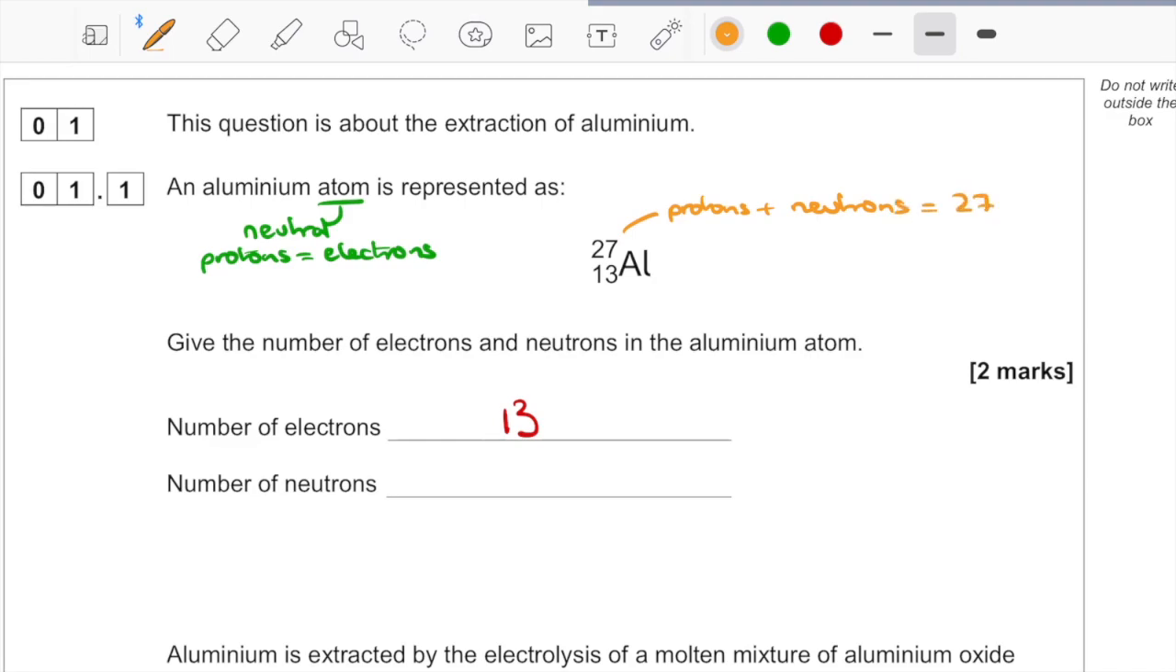Now we've already got the proton number, so we've already said how many protons we've got. So we have 13 protons plus however many neutrons we've got equals 27. And if we subtract 13 from both sides, we get 14. So our number of neutrons here is 14.